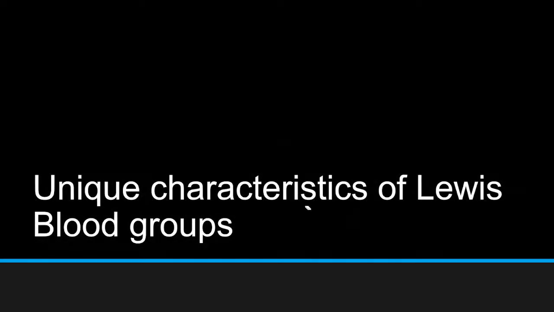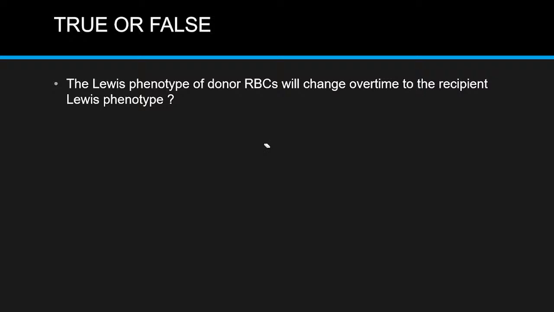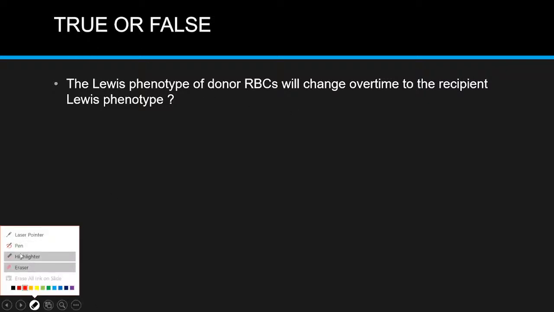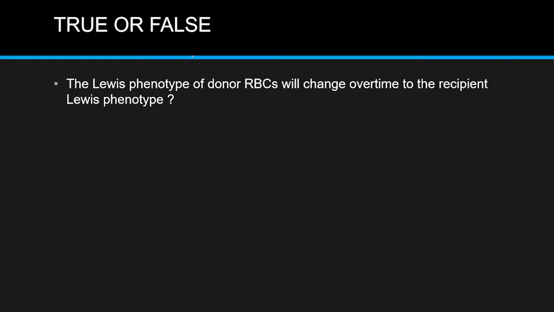All right. Now, let's move on to the unique characteristics of the Lewis blood group system. Now, the Lewis phenotype of the donor's RBC will change over time to the recipient's RBC. Is this true or is this false? Kakaiba si Lewis phenotypes, guys. The Lewis phenotype of an RBC of a patient will change over time to the patient's Lewis phenotype. O, ayan, another critical thinking question na naman tayo.